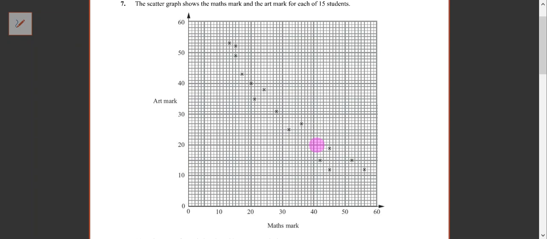Read it. Which one do you think? Which one's the independent variable? It's maths, isn't it? Yeah, and the dependent one is art. So what is the suggestion? By putting it that way round, what are we suggesting about maths and art grades and marks?